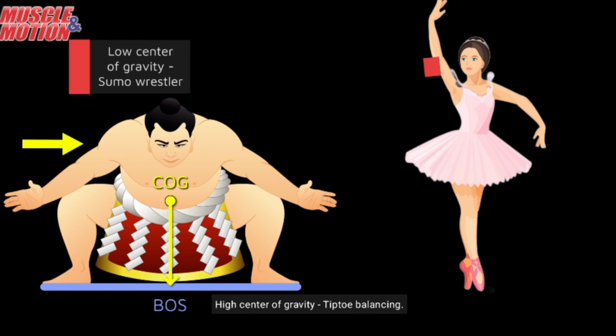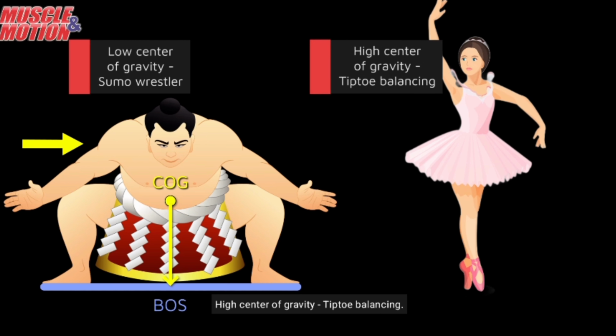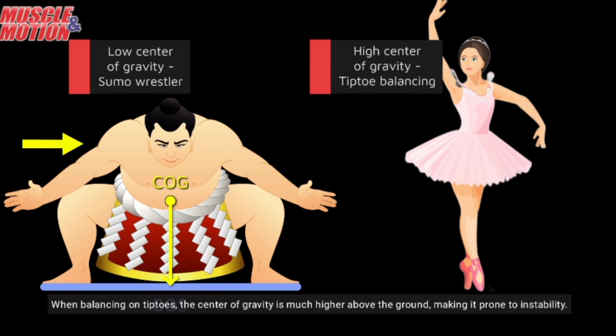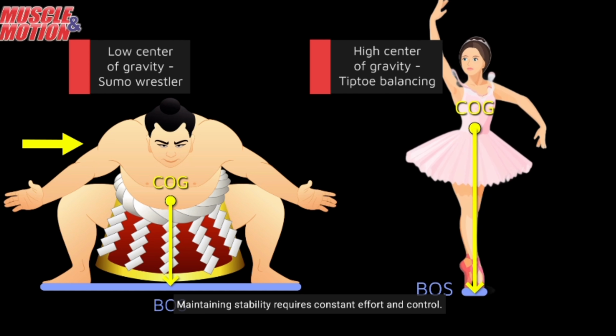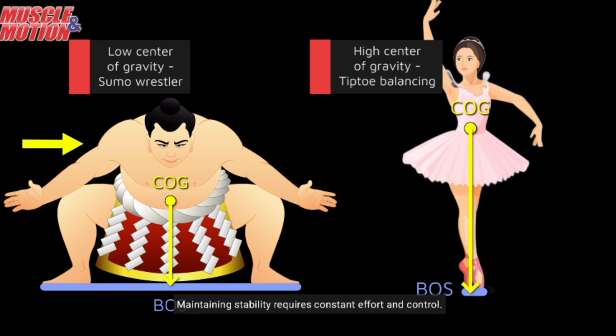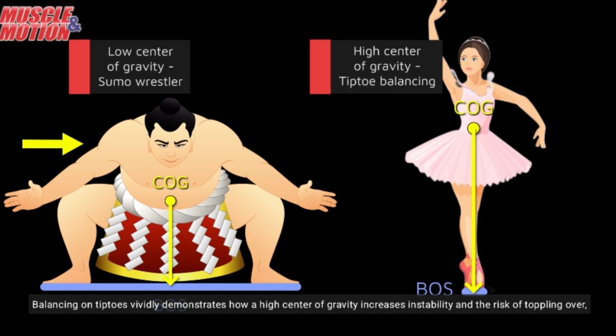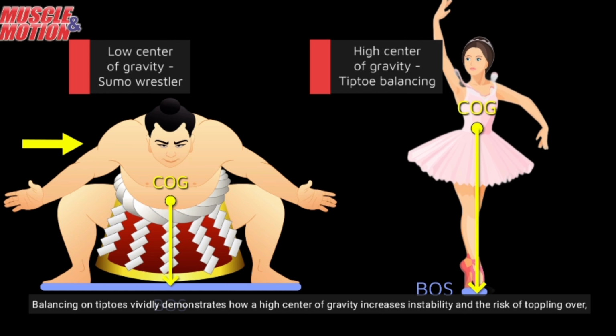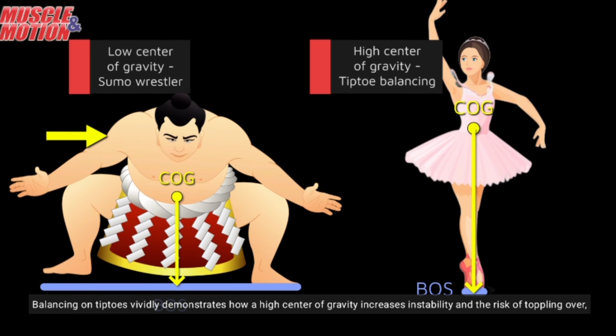High center of gravity, tiptoe balancing. When balancing on tiptoes, the center of gravity is much higher above the ground, making it prone to instability. Maintaining stability requires constant effort and control. Balancing on tiptoes vividly demonstrates how a high center of gravity increases instability and the risk of toppling over compared to a lower center of gravity stance.